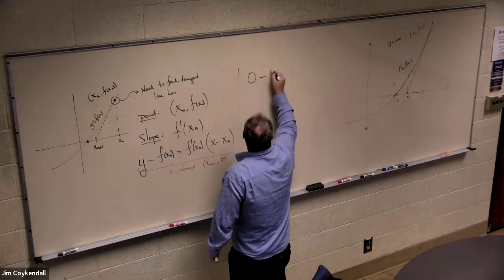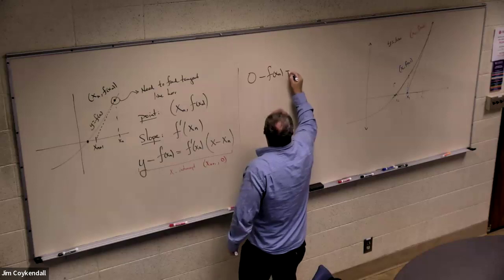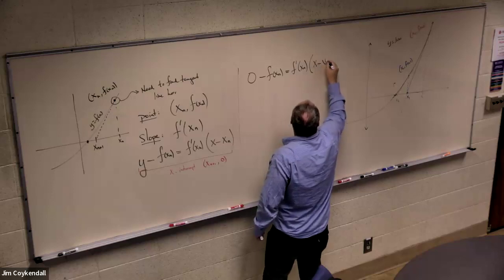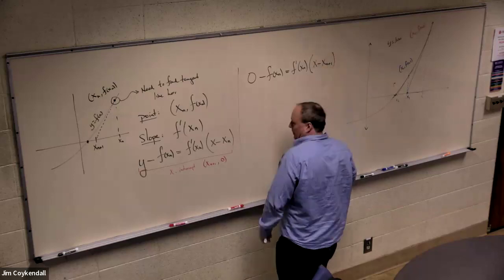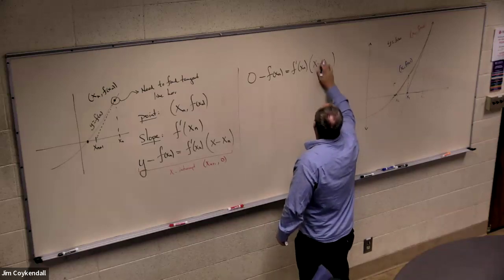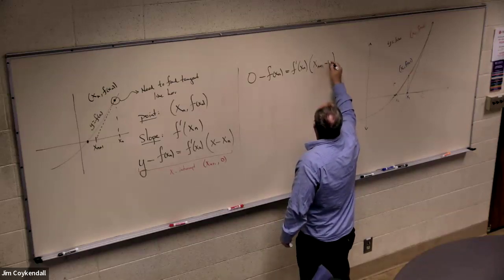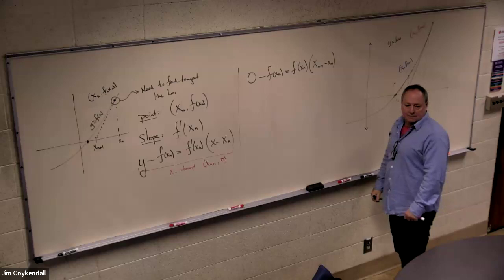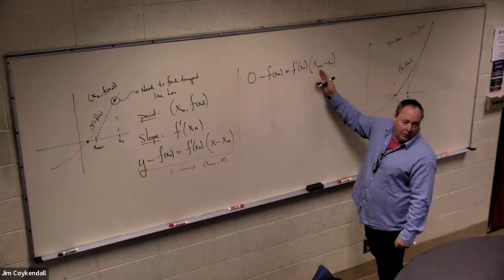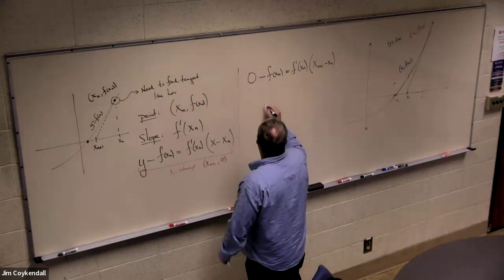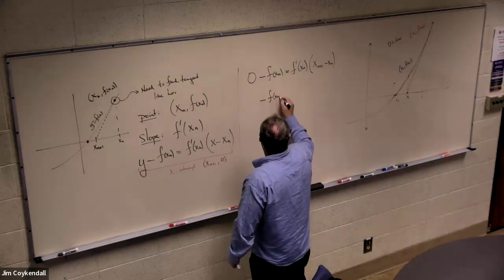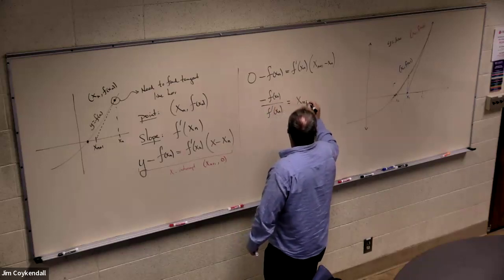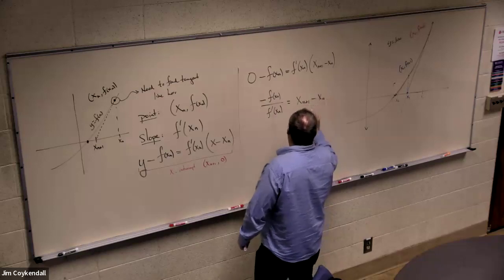0 minus f(xn) is equal to f prime of xn times x minus x. Or I'm sorry, my x coordinate x. This allows me to solve for what xn plus 1 is. First thing I'll do is divide by this. And this gives me the formula.